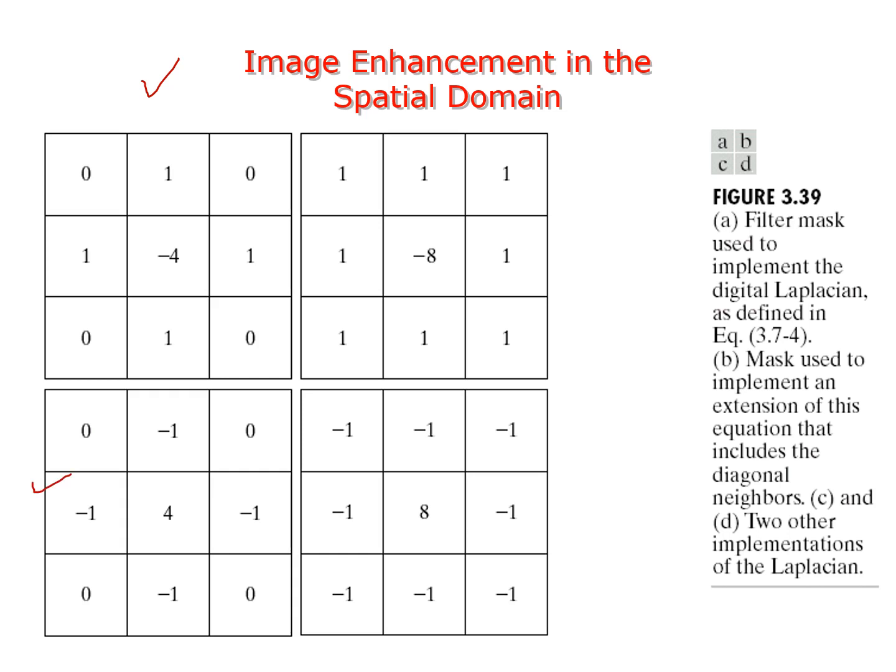And this is another mask. What is the difference between this and this? Here the sign is reverse. Okay, but sum of all the coefficients is 0 only. Okay, so here in this filter mask, we are using all the neighbors, diagonal as well as vertical and horizontal. And similarly this one is just reversing the sign order. Again the sum of all the coefficients is equal to 0 here.